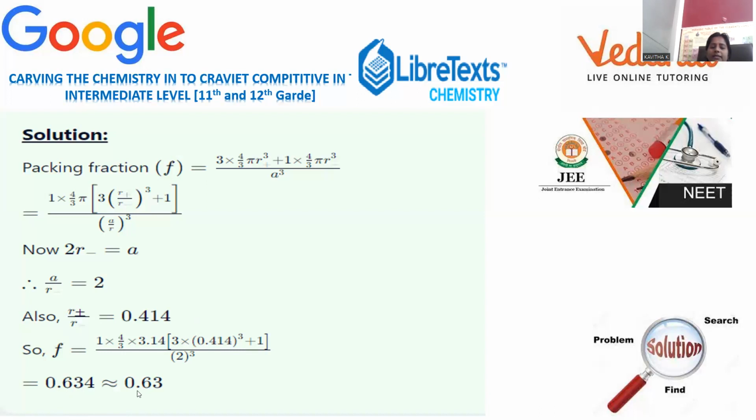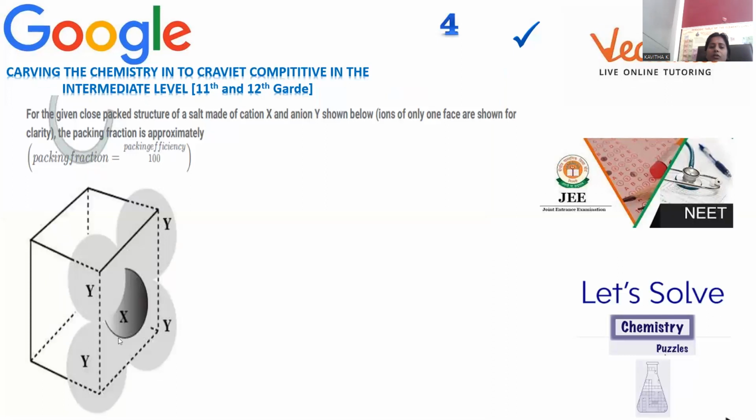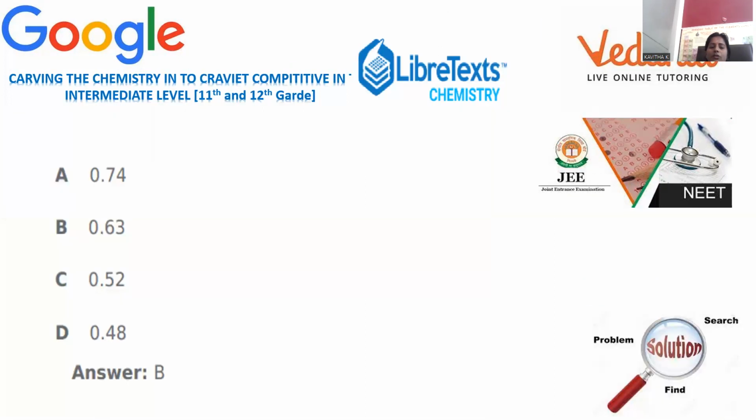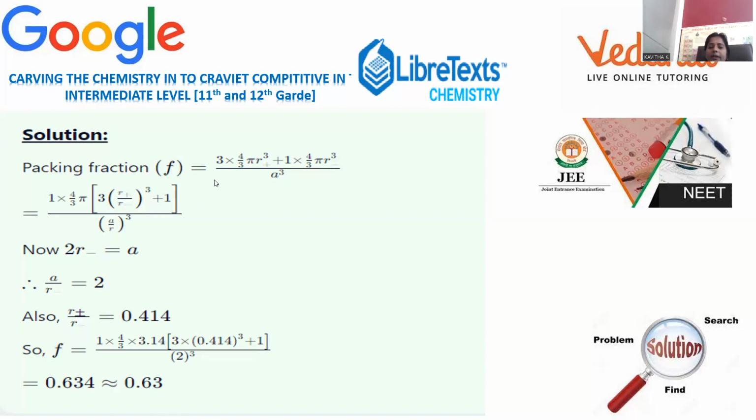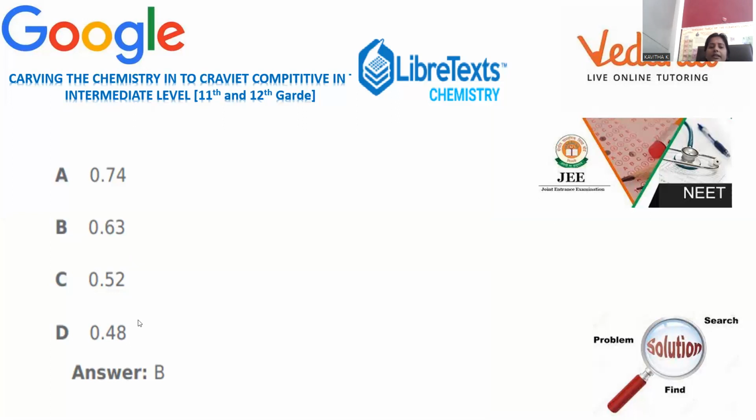0.634 is rounded as 0.63. 0.63 is the packing fraction of the closed packing system. So this is the cube whose packing fraction is calculated as 0.63, by taking the formula 3 into 4 by 3 pi r cube plus 1 into 4 by 3 pi r cube by a to the power 3. This is the way we can solve the question. For question number 4, option number B will be the correct answer.